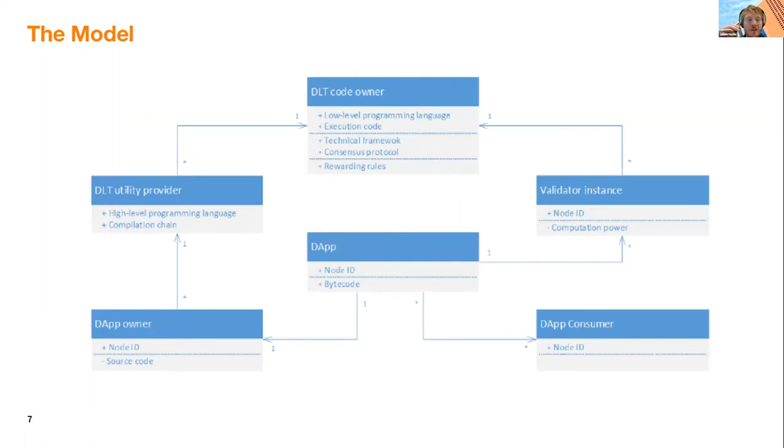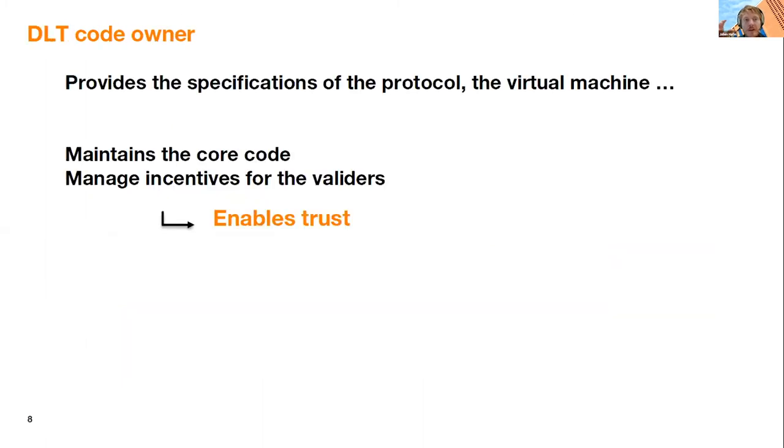We see that there is a strong link between the DLT code owner, the one who creates the protocol, and the one who builds the tools to develop applications, those who own the tools, and those who will validate. The DLT code owner, for instance, could be Ethereum or any other foundation that produces the protocol, provides the virtual machine, the assembly language, and so on.